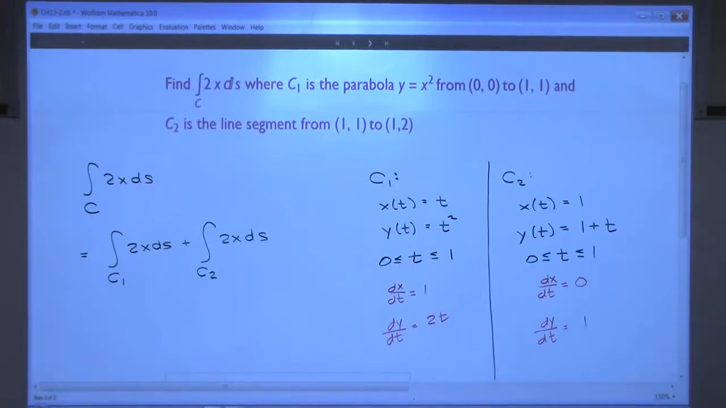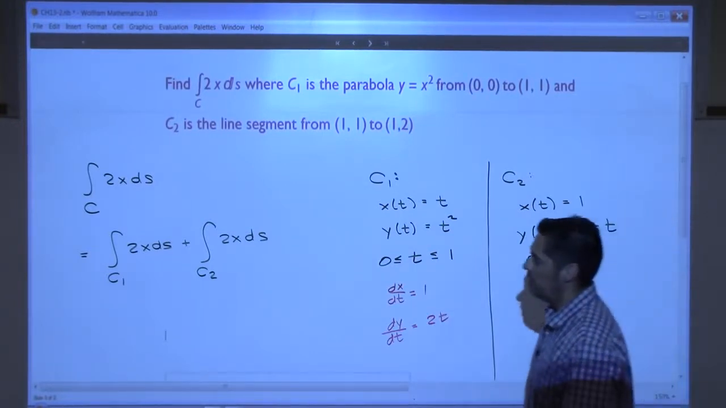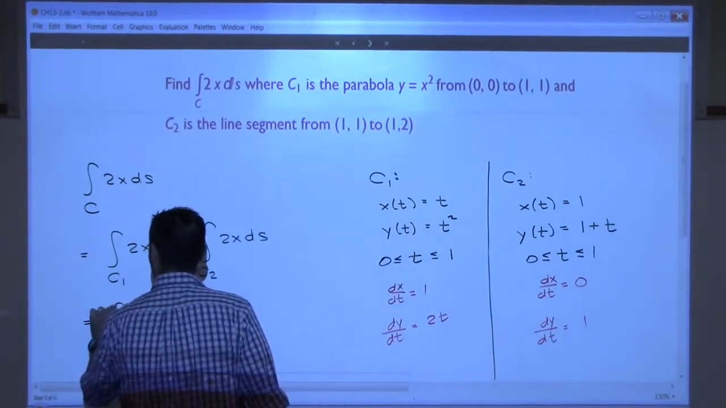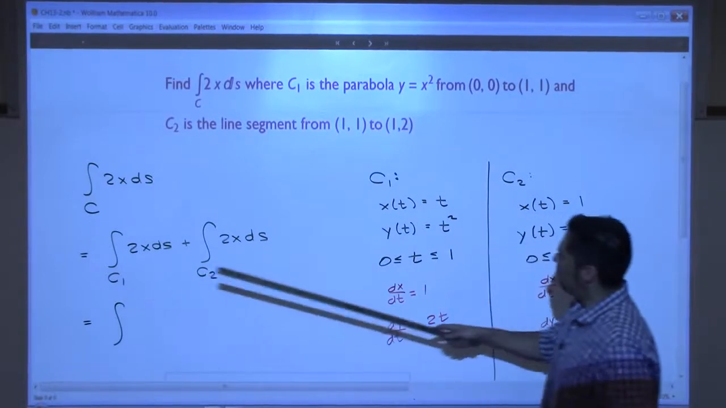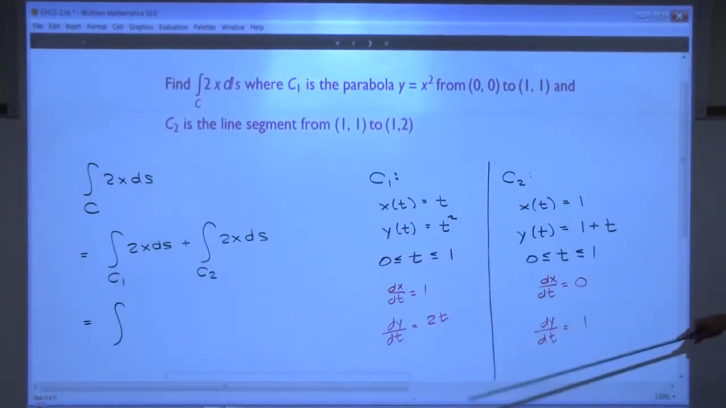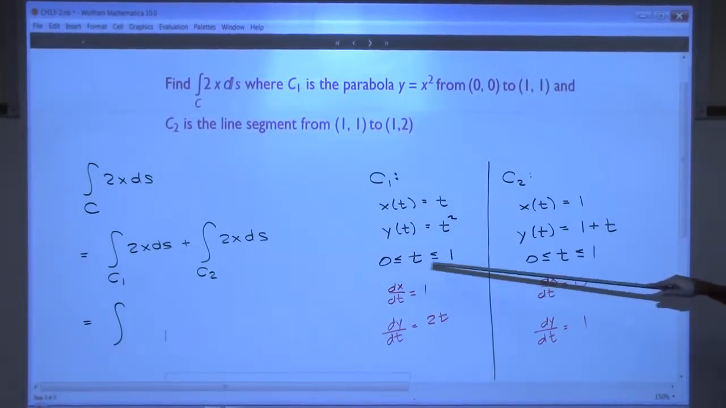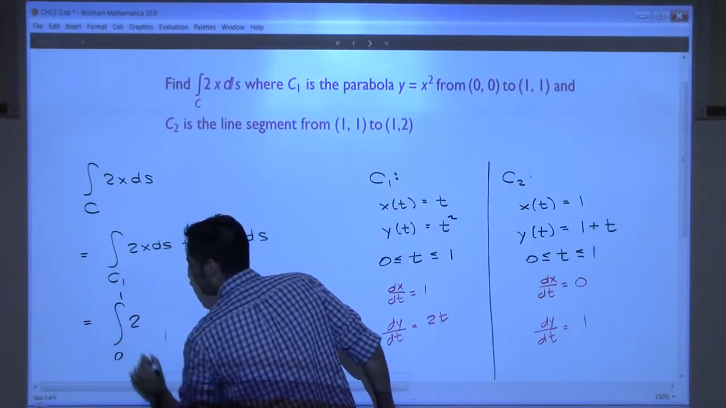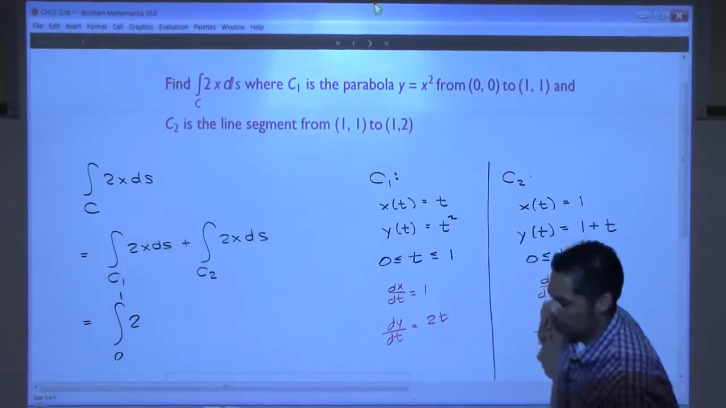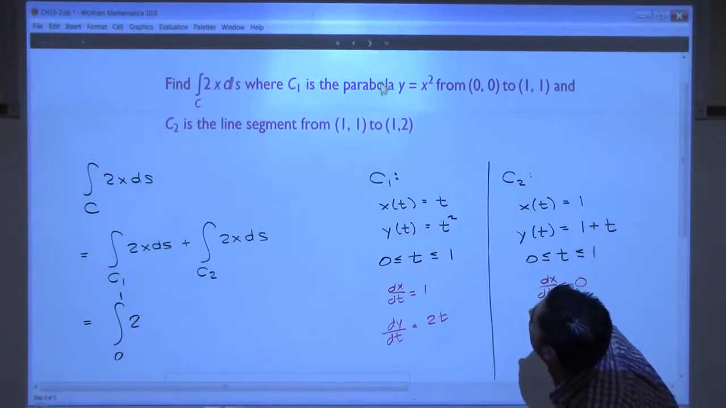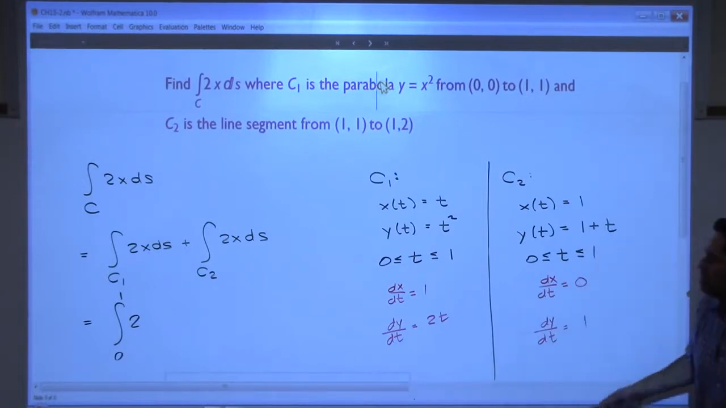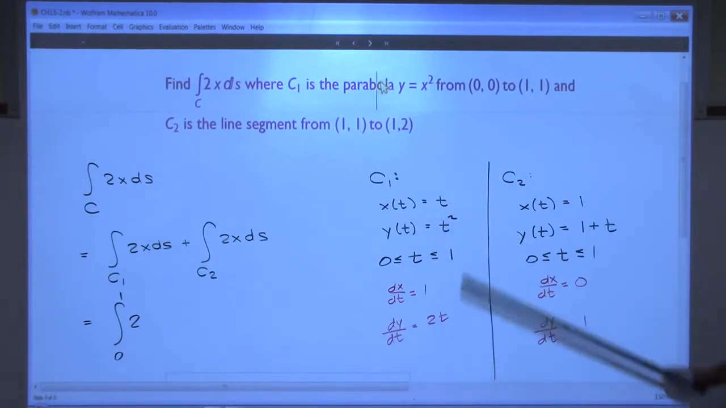Okay, so now I think we're good. This first one over C1 is going to go from, what are my limits of integration here? 0 to 1, 2 times x. But what's x on C1? t. So 2t.